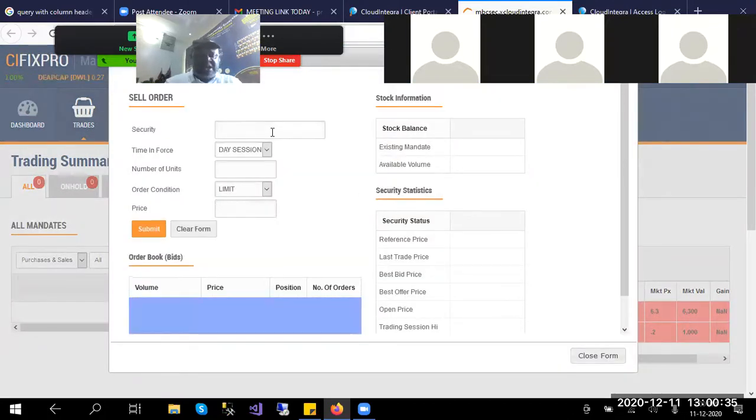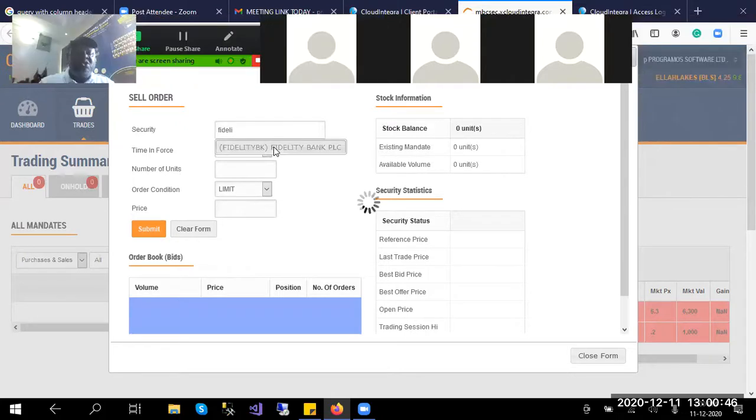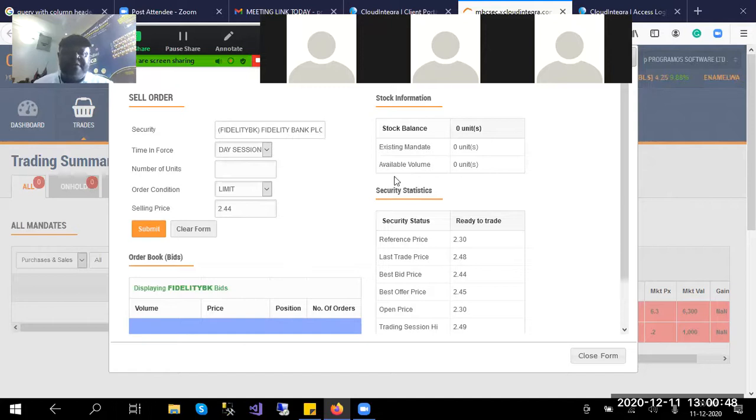If I want to sell, say, Fidelity, and I pick this. As soon as you pick that, if you have volumes of Fidelity, it will display. But as it is zero, I can never place a volume of Fidelity because the volume is not available, and so on and so forth.